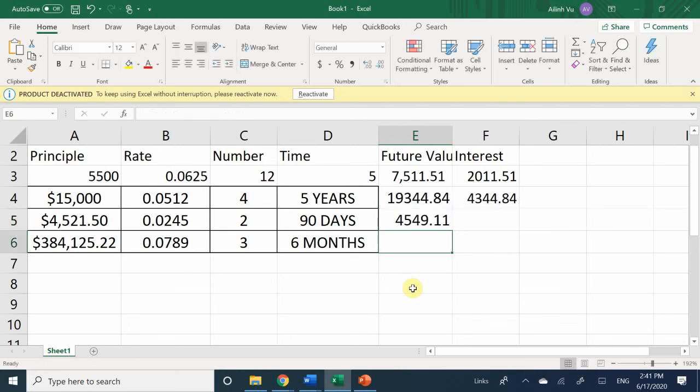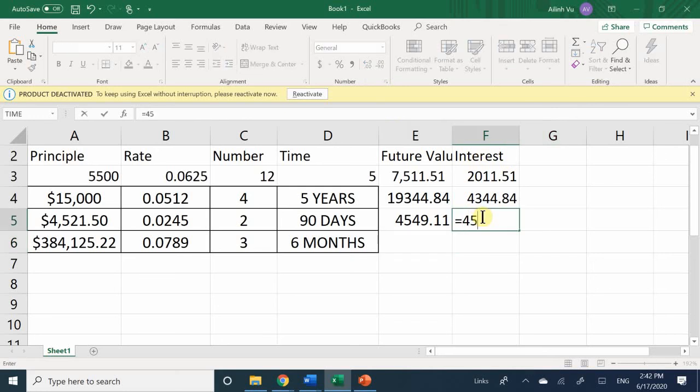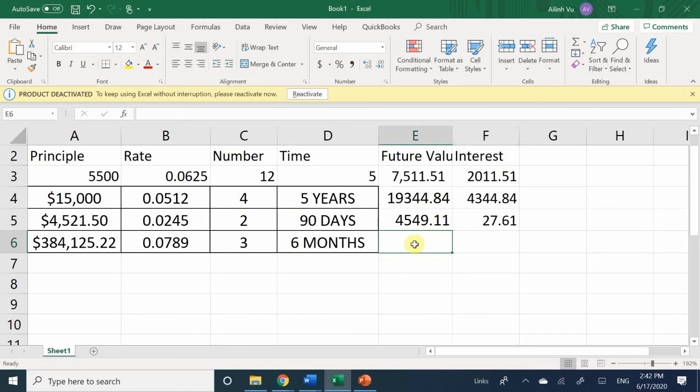I get $4,549.11. And if I take this 4,549.11 minus my 4,521.50, I'm going to get a grand total of $27.61. Wow, that really didn't make a difference. Okay? It did. So let's go ahead and do the last one, and then we'll take a quick break.